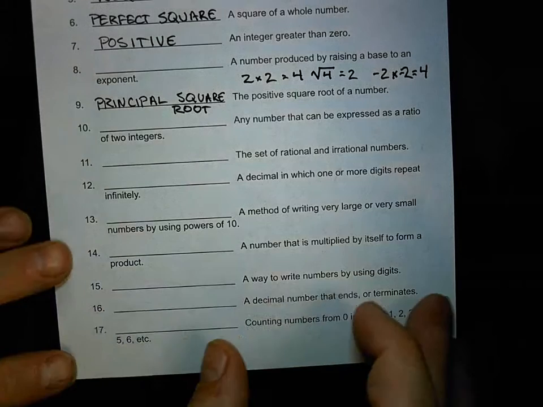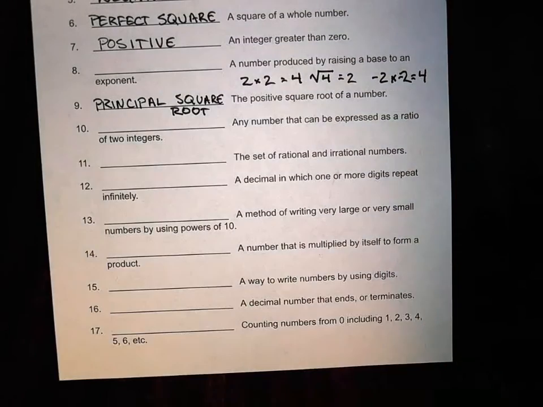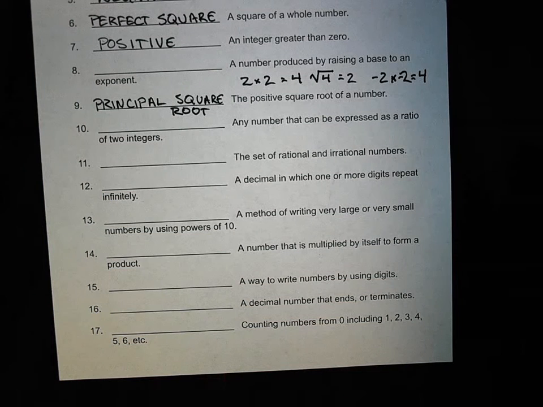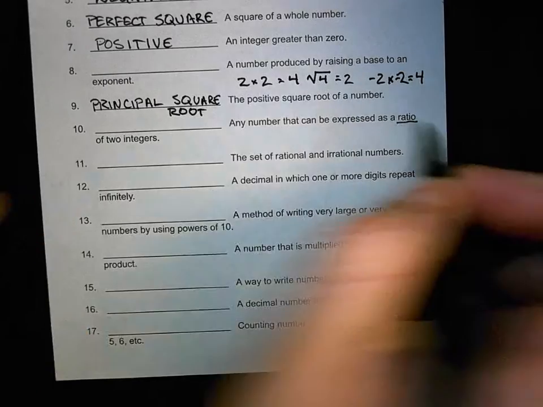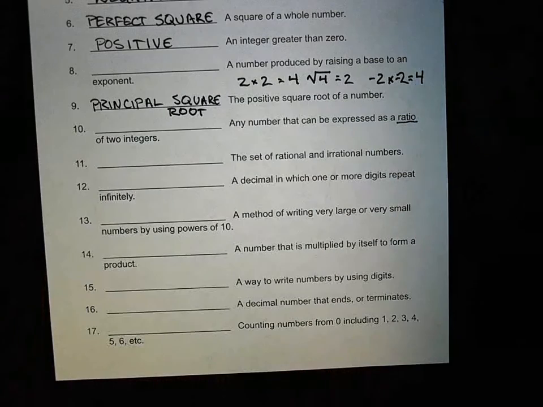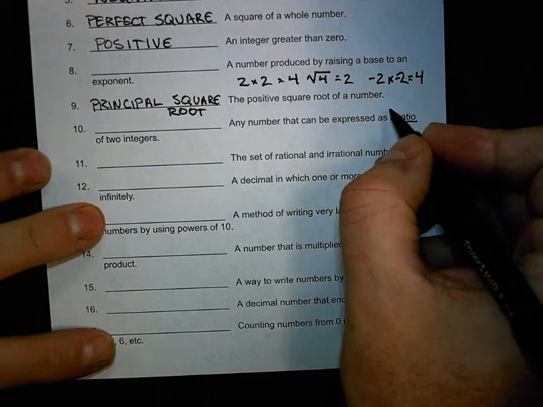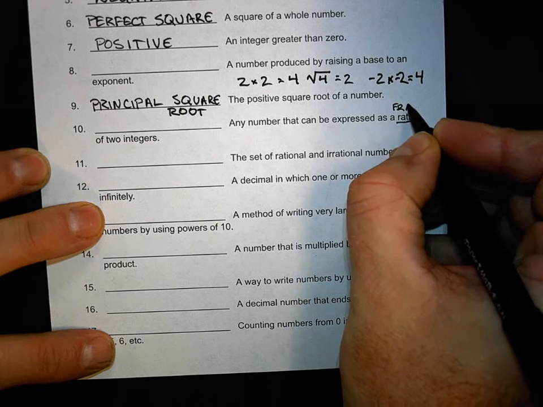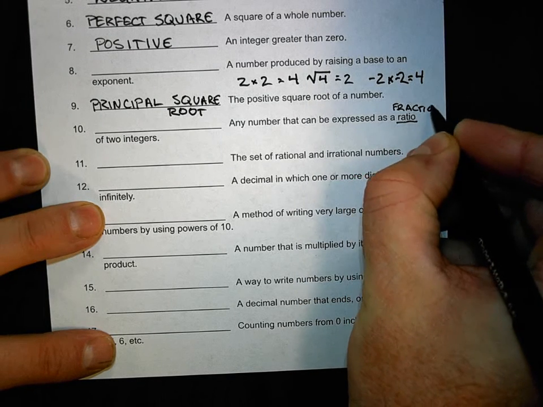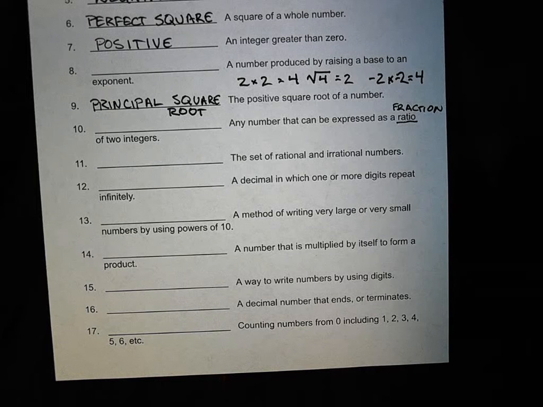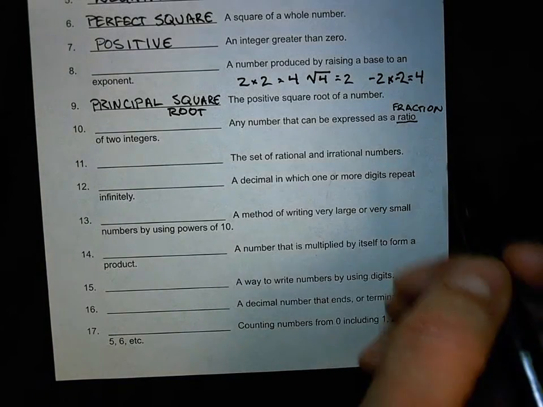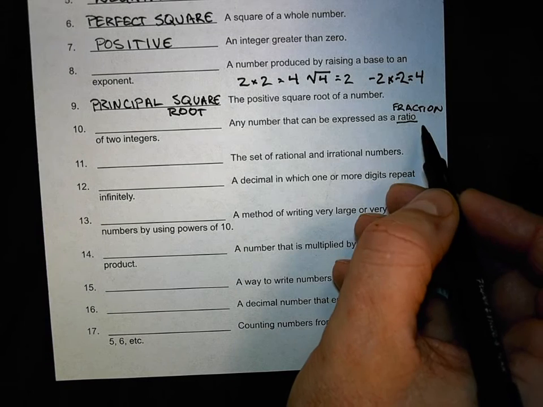There you go. Okay. Any number that can be expressed as a ratio of 2 integers. The fancy word there is a ratio. Ratio is a fancy word for fraction. So any number that can be expressed as a fraction of 2 numbers, what do we call it? Rational. In fact the name starts with ratio, doesn't it? It's rational.